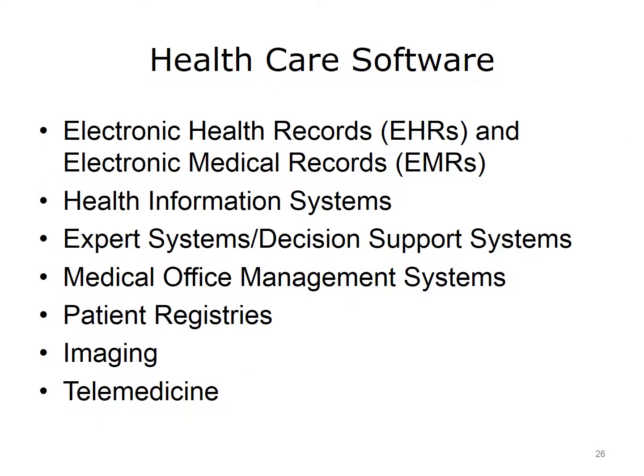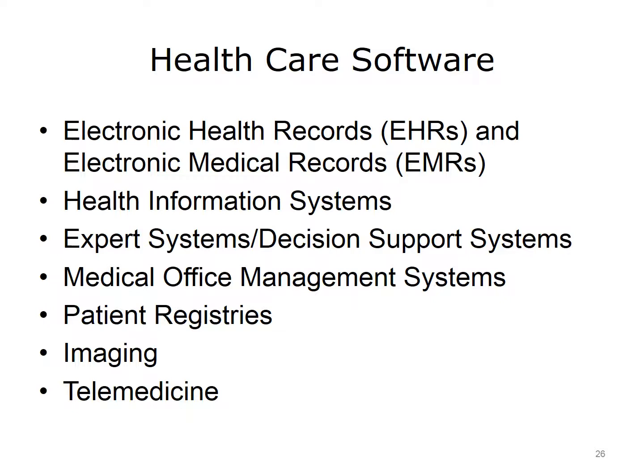There are many different software applications available for healthcare. They include electronic health records, or EHRs, and electronic medical records, or EMRs, which both pertain to the medical and health information of an individual. Health information systems are typically used in hospitals or large clinics. They often include an EMR as well as other features, such as physician ordering, medications, decision support, billing, and scheduling.